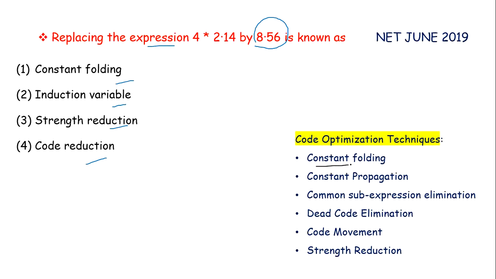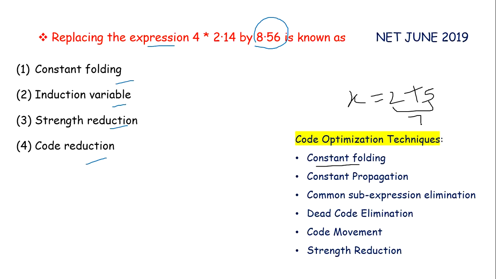First is constant folding. In this, the expressions that contain operands having constant values at compile time are evaluated. Like say if our expression is x equals 2 plus 5 in our code, we will replace 2 plus 5 with 7. So it will save our time at runtime. So this will be done at compile time only.